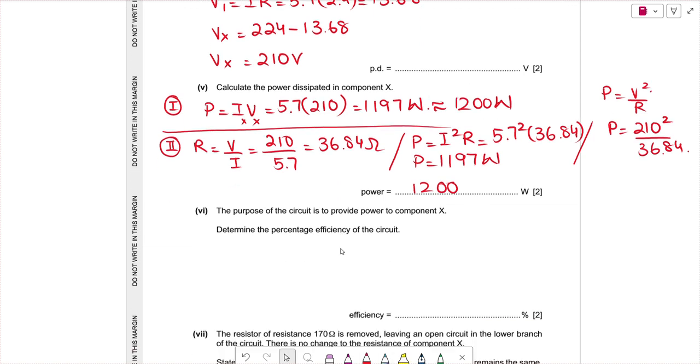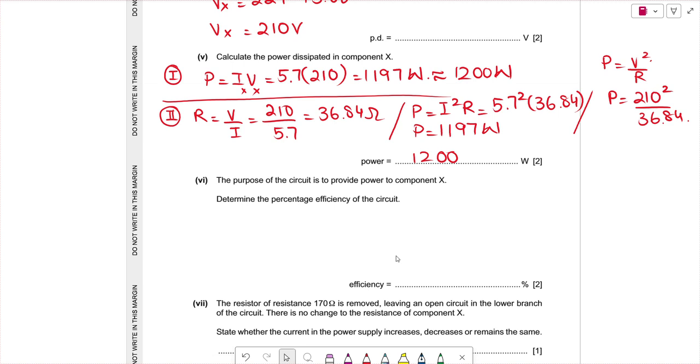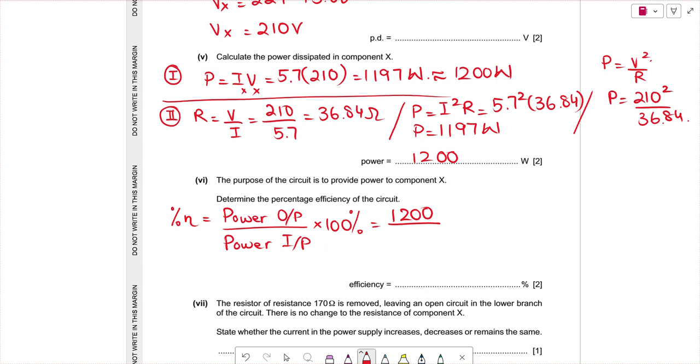Now, the purpose of the circuit is to provide power to component X, determine the percentage efficiency of the circuit. So the formula for the percentage efficiency is power output over power input, multiplying it with 100%. So we've got the power across the resistor X, which is 1200 watt. Now we have to find the input power, and for the input power we are always talking about the power supply. So we have to calculate the power of supply, or maybe the cell or the battery or any power source that's given to us.